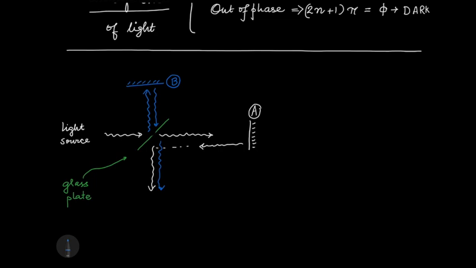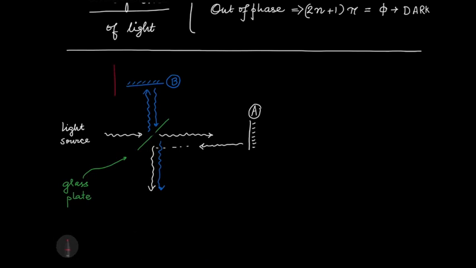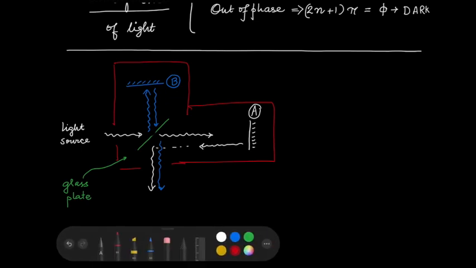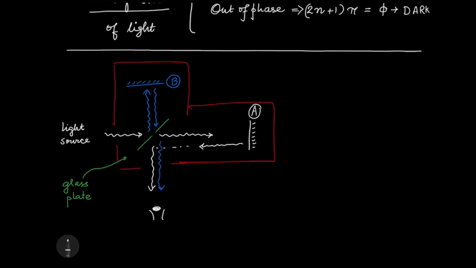So imagine that I have enclosed this entire thing in an L-shaped box. I have one arm of the L like this, the other arm of the L like this, and there are holes and so on. You put your eye here to see the fringes, because that's the place where the interference happens. Imagine that this length is LA and this length is LB.